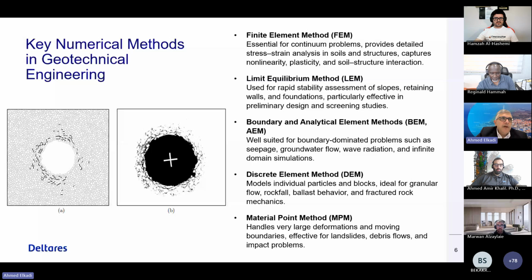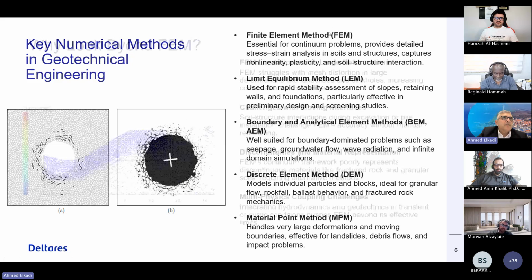And the focus of my talk today, at least, is the material point method for large deformation and moving boundaries. I'll talk a bit more on that in the coming slides.